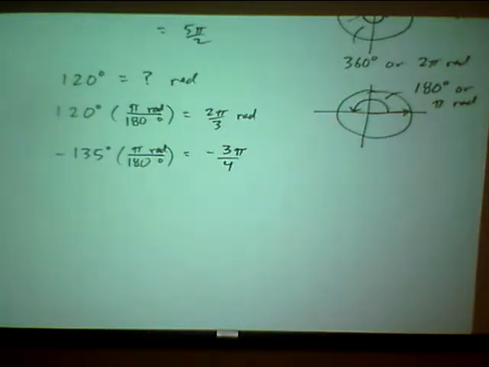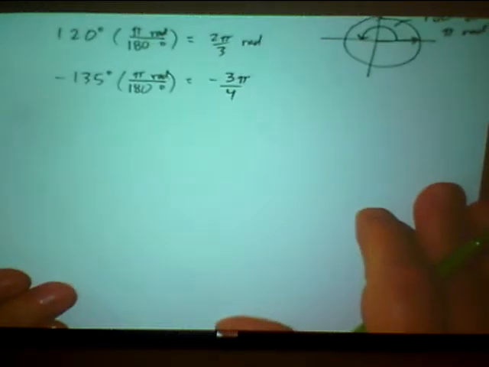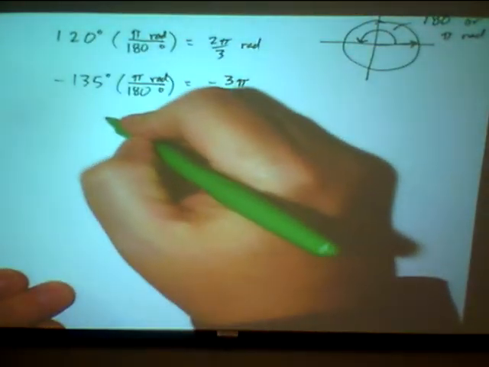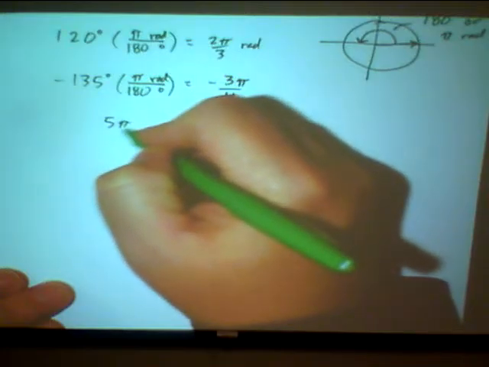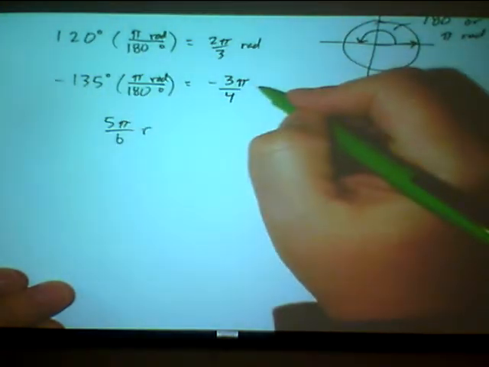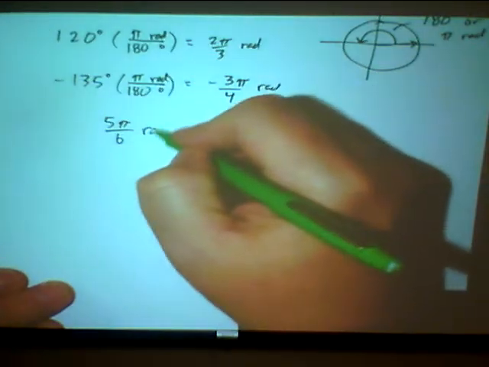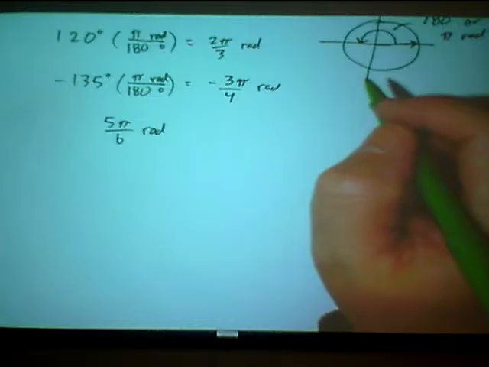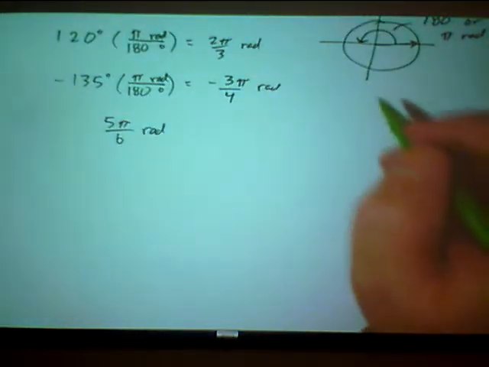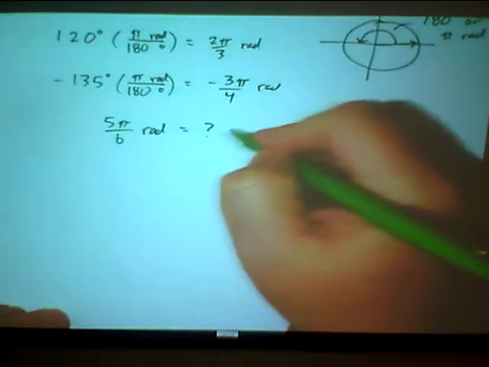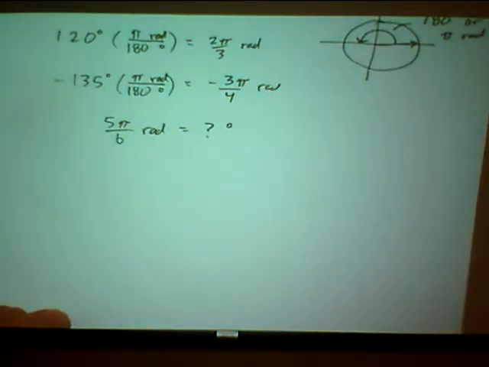Now let's go the other way. Let's take an angle in radians and convert it to degrees. So here's 5 pi over 6 radians. I can write radians here. Pretty soon I'm not going to write radians anymore, but since we're just learning this stuff, I'll do that for a while. 5 pi over 6 radians equals how many degrees?